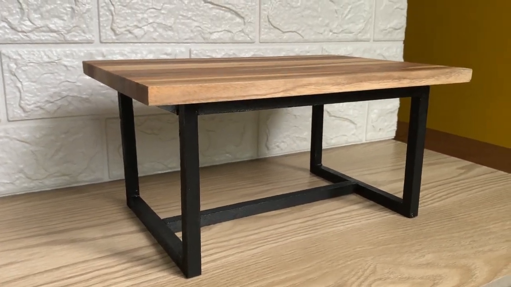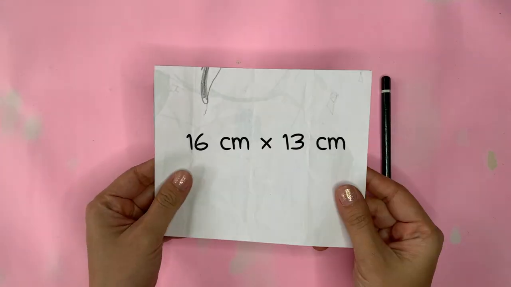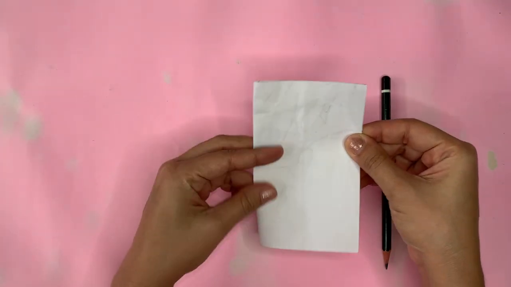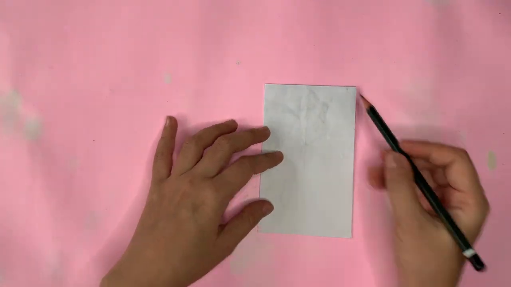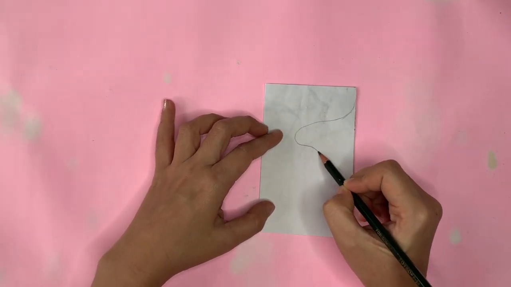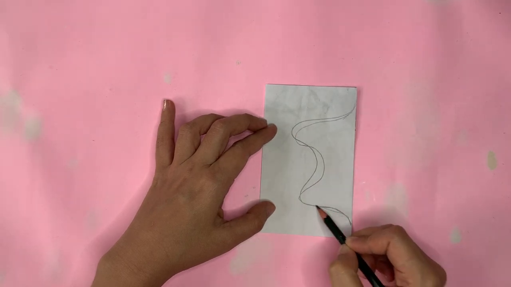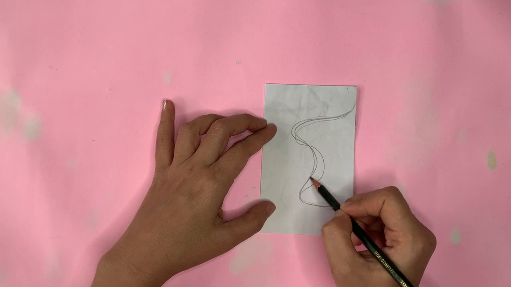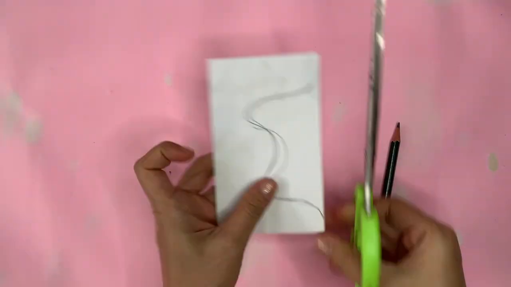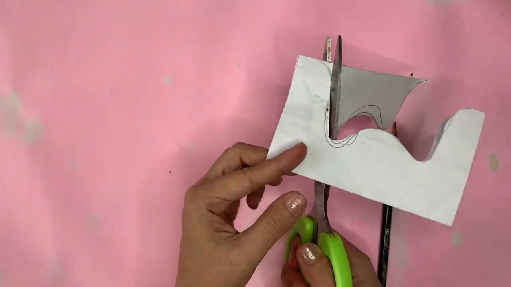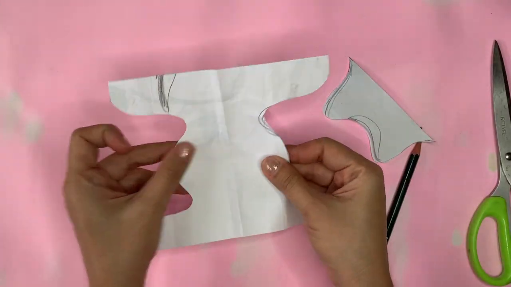Now let's get to style number two. With any paper, let's make this pattern. Trust your hand doing the curve. As long as it's symmetrical, there's no shape that's gonna go wrong. Symmetrical.